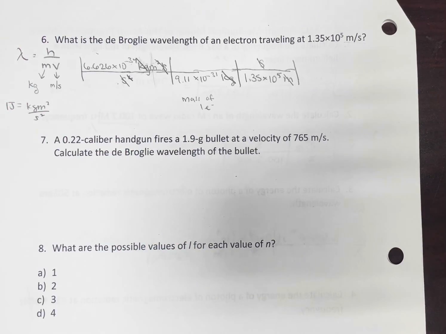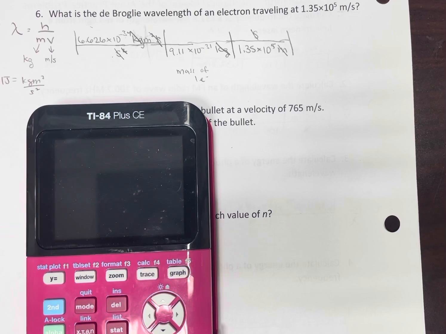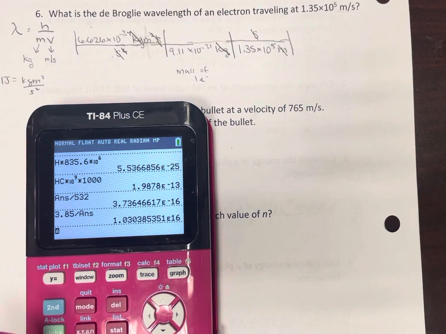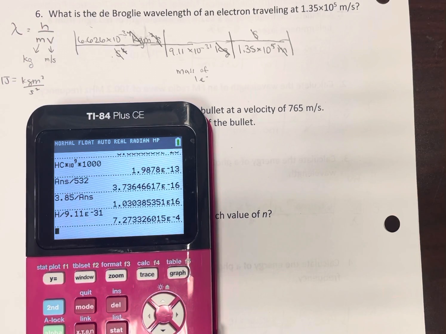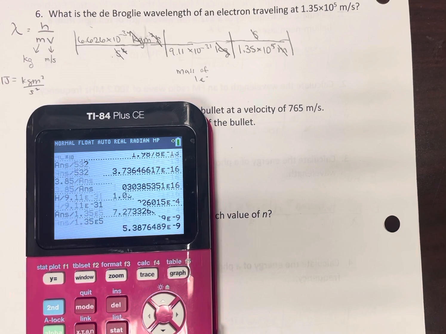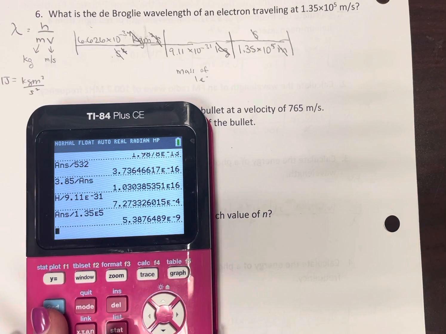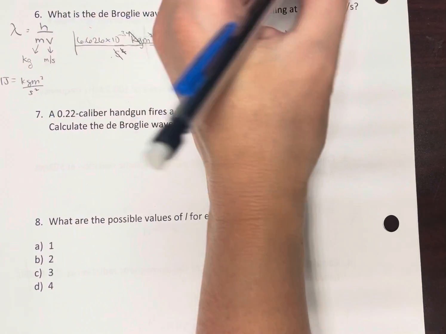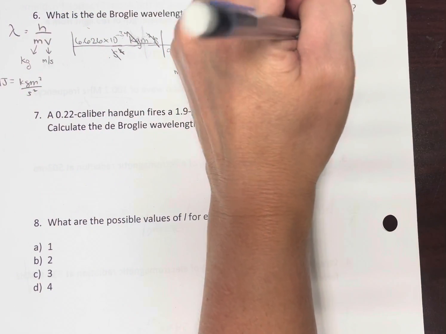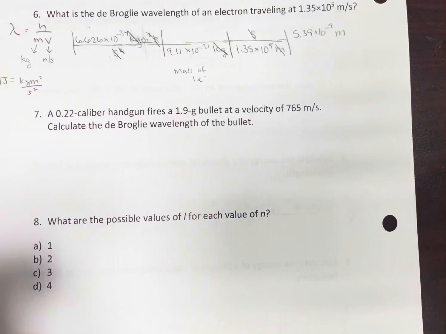So let's go ahead and see what kind of answer we get. Here we're going to get Planck's constant divided by 9.11 times 10 to the negative 31, and then we need to divide by 1.35 times 10 to the 5th. So that's going to give me 5.39 times 10 to the negative 9 meters.